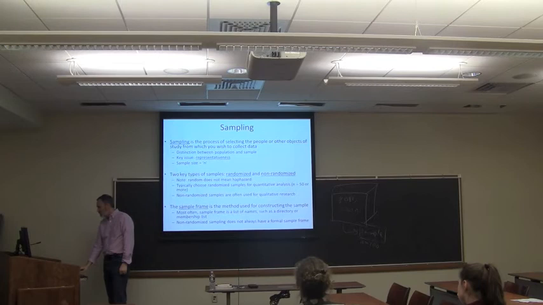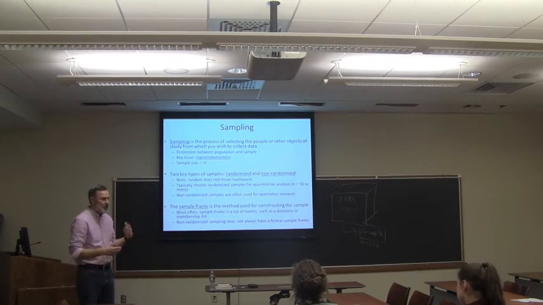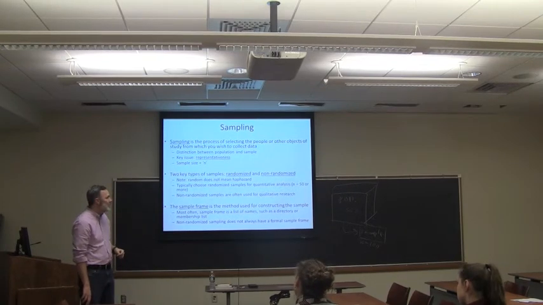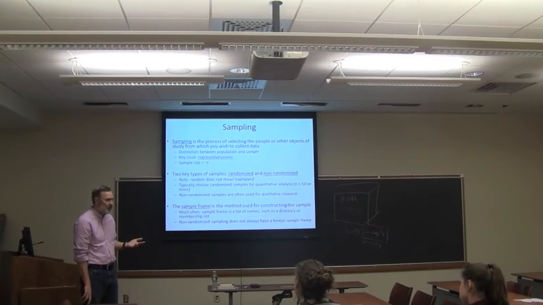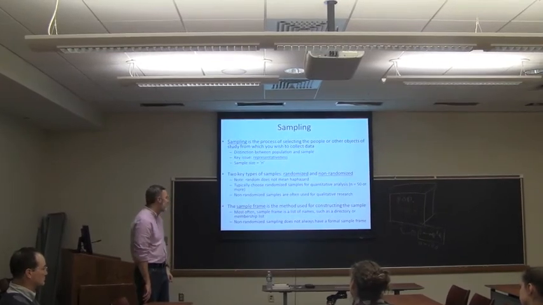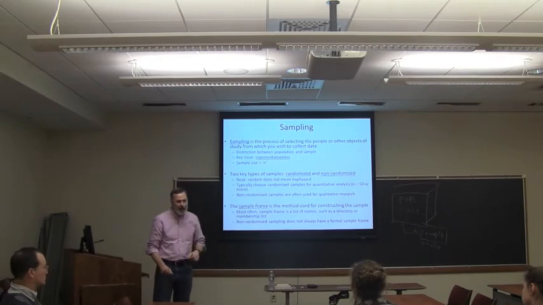So then sample frame is basically where we get our list of people from. Oftentimes it's just a list, like a directory or a membership list, something like that, that we can pick people off the list. Maybe we've got a list of all the students at Colgate. We've got a list of all the people who live in Hamilton because we have census data on them, or the village keeps some kind of records, or through the phone directory, something like that. Sample frame is usually what we use to make our sample and choose people from.